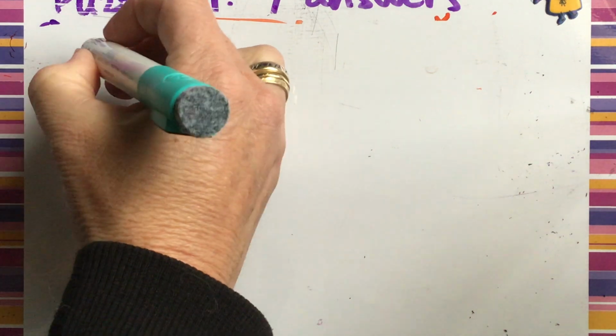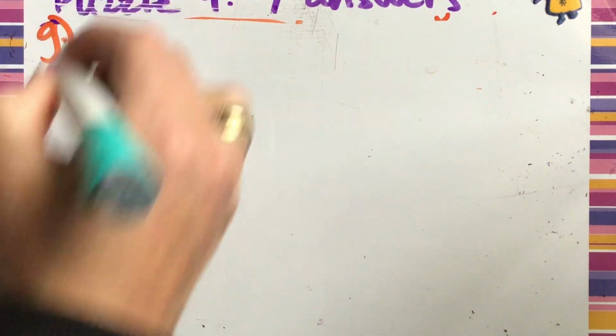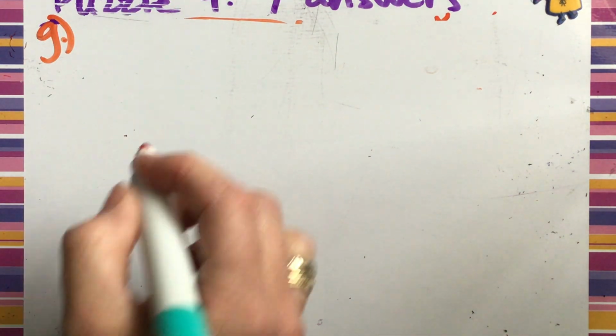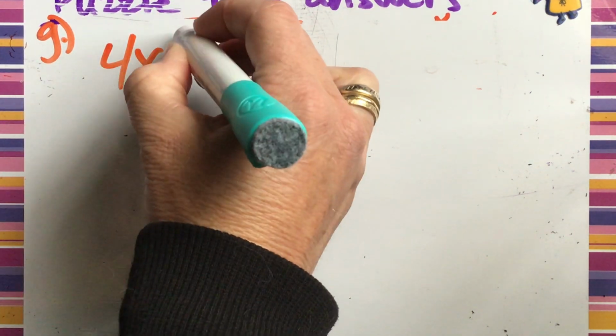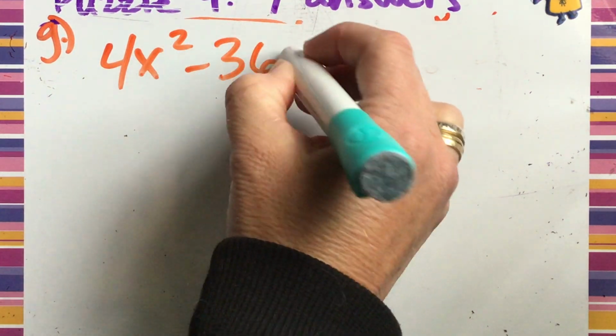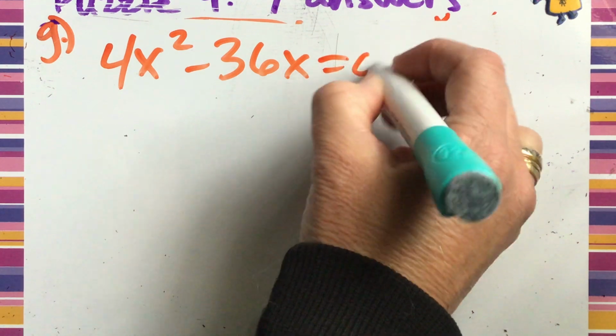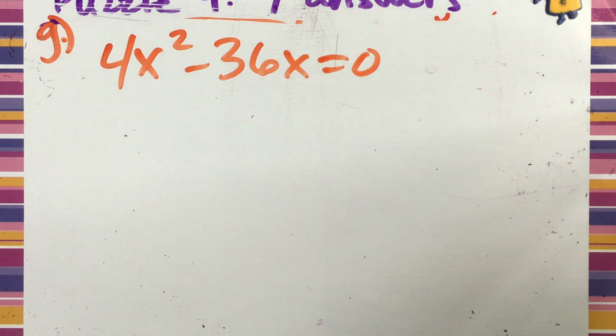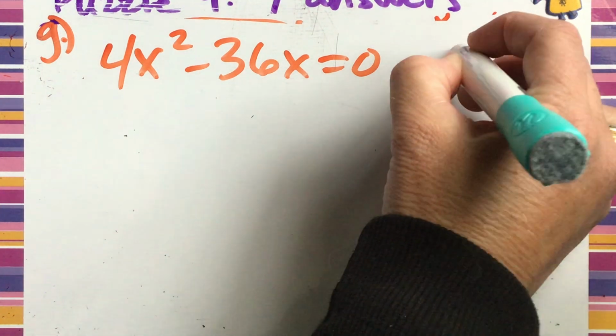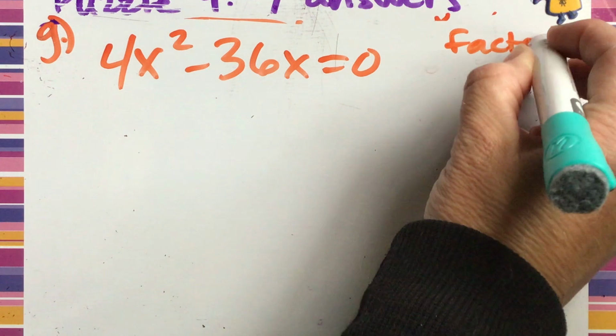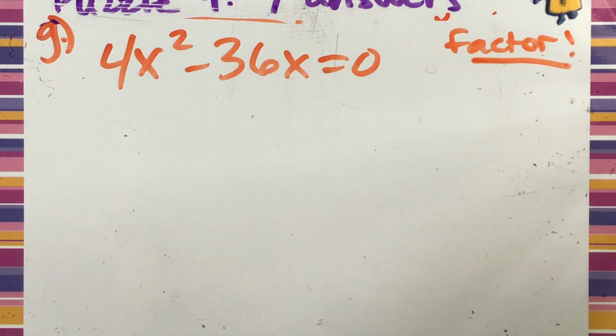And this is, let's see, what does it say? Factor 4x squared minus 36x equals 0. And what does it tell me to do? Oh, it just says to factor it. Okay, so we're not solving this. This is just factoring. Okay, so no, don't try to solve it.